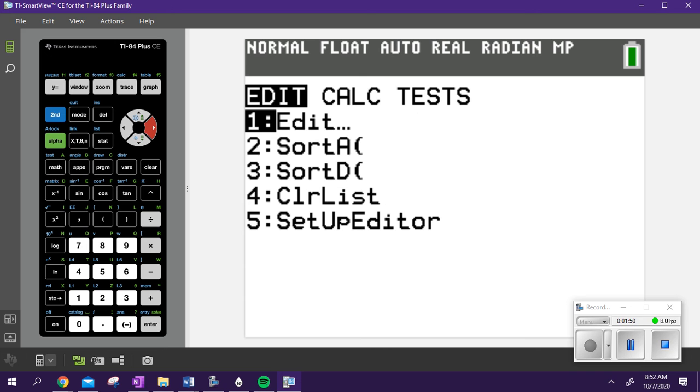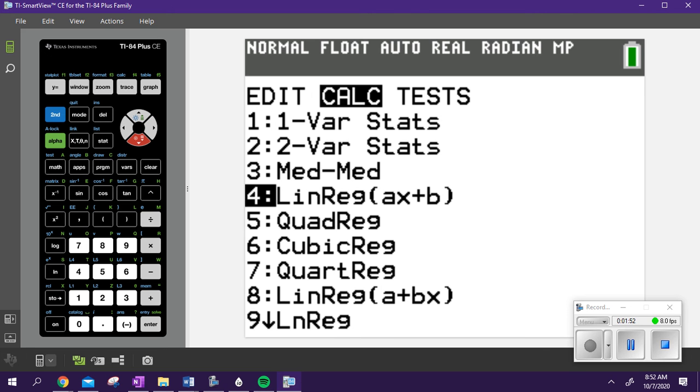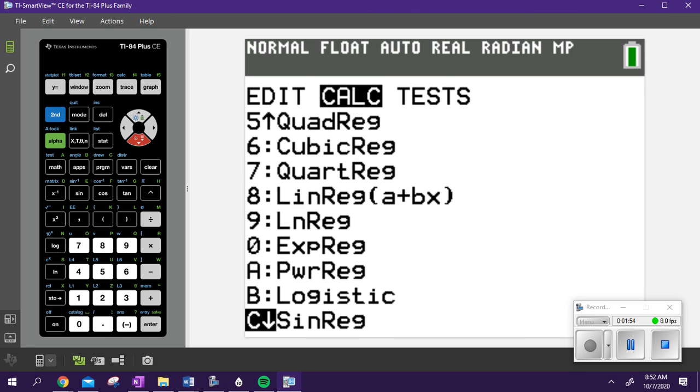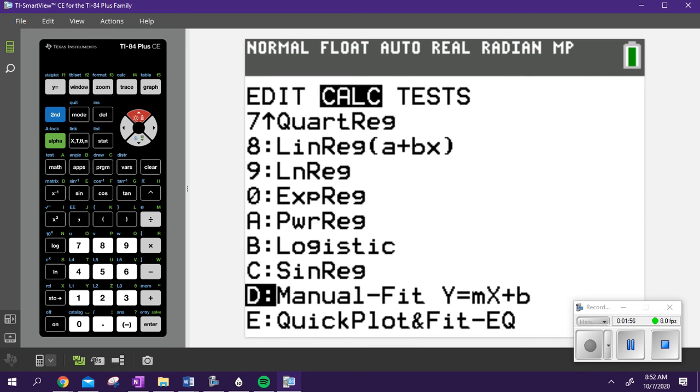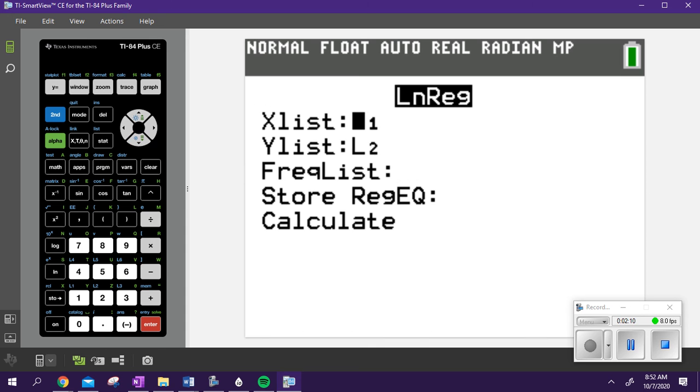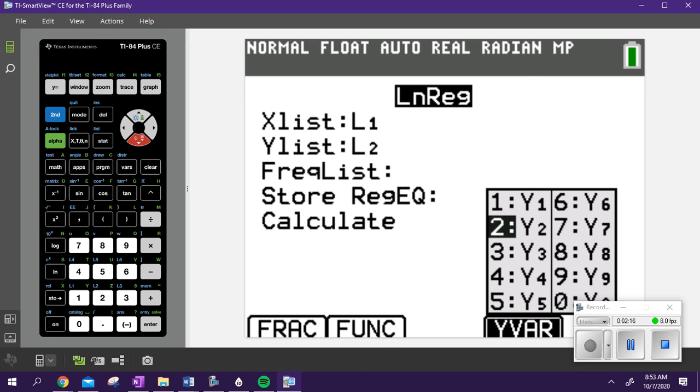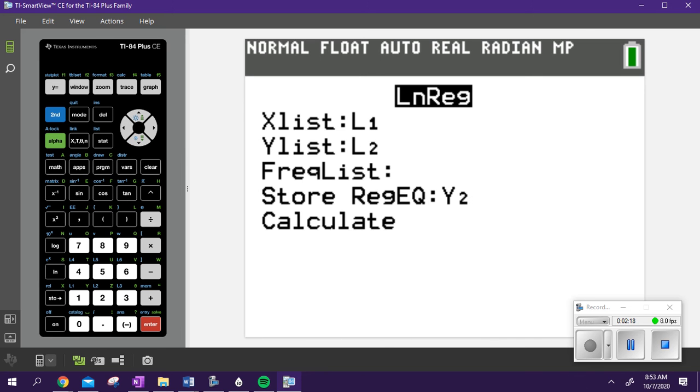Stat, over to calculate. The next one it asks us to do is a logarithmic regression line. Which one of these things am I picking if I want a logarithmic regression line? Number 9, natural log. That's a logarithmic. So we're going to number 9. We're going down to store regression equation. We're going to go alpha F4. We're going to store it as Y2. Calculate that thing.